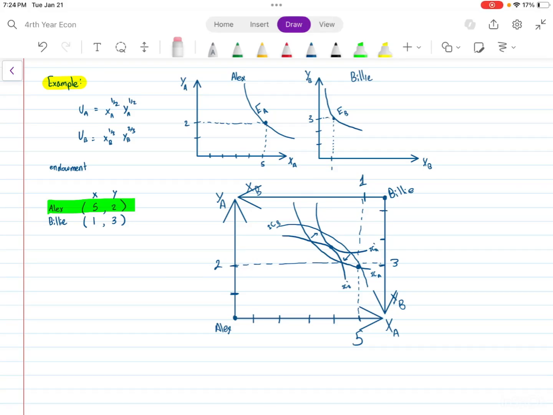Let's take a look at the previous example we've done for the Edgeworth box. This is basically what we've done in the previous video, where we had the utility functions for both Alex and Billy, and we drew the Edgeworth box by combining both of their utility functions. So we end up getting this final Edgeworth box for both Alex and Billy.